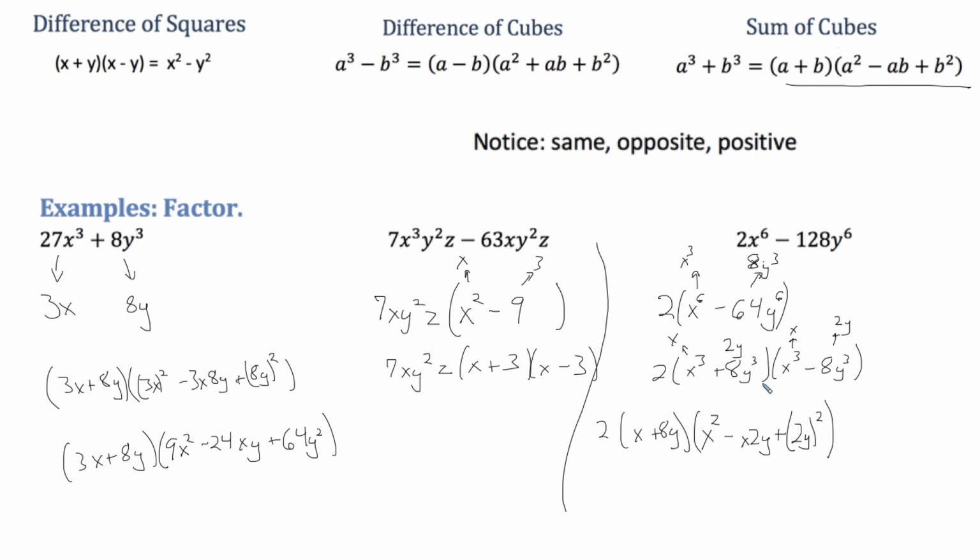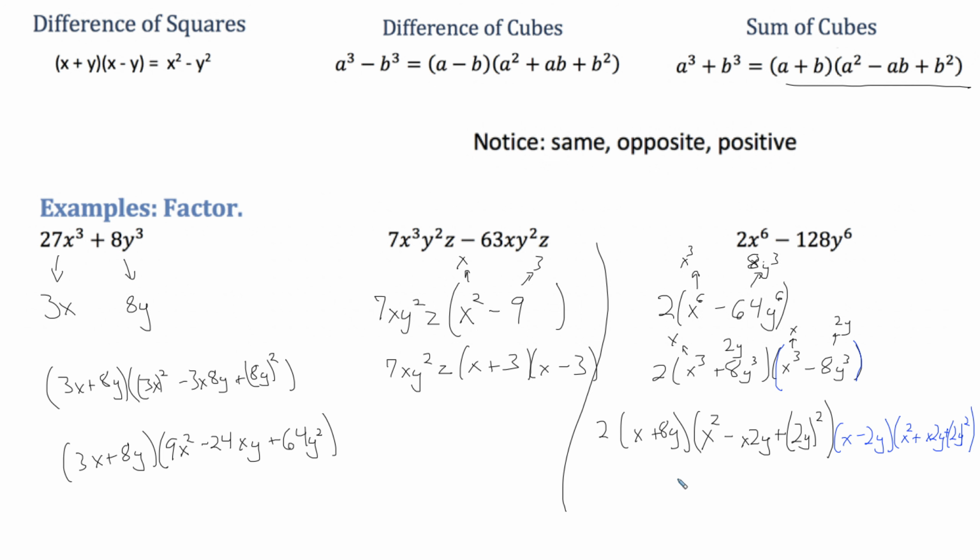So that takes care of this one. And now we need to take care of this one. I'm just going to do a different color here. We're going to take care of this one in here. So this is a difference of cubes. So we have x minus y, 2y, and then x squared plus a times b, so that's x times 2y, and then plus b squared, which is 2y squared.